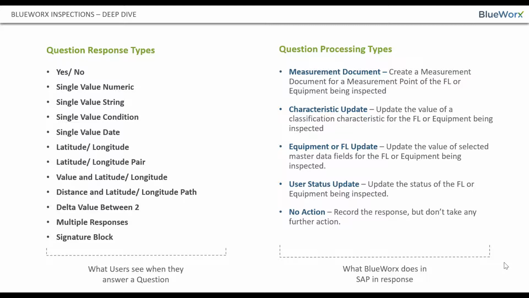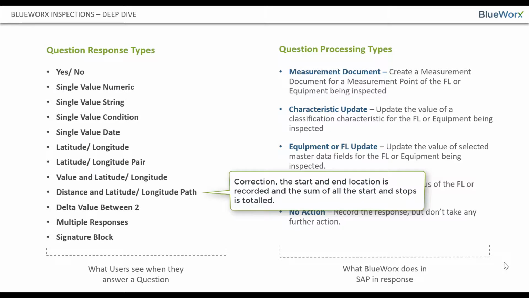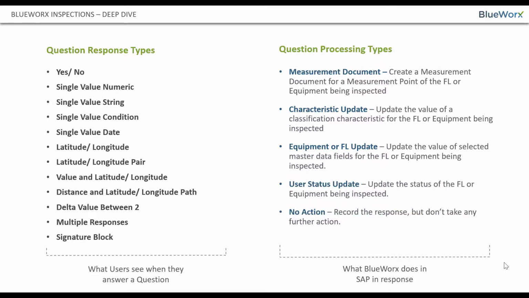Latitude, longitude, so that's normally filled in using the GPS values from the device. It's automatically filled in, and so that is giving you a point. A latitude longitude pair is giving you 2 points, so it might be a start or a stop response. A value and latitude longitude is where you're taking a location and you're also giving a value at that location. Distance and latitude longitude, that's a special one that we've done for some linear assets where a customer needed to take a series of distance measures and also record the latitude and longitude of the start of those distances.